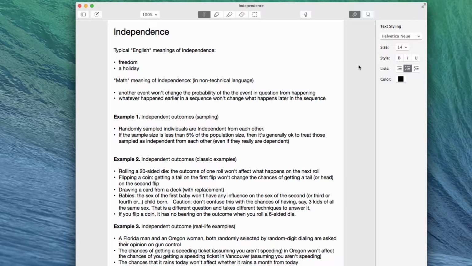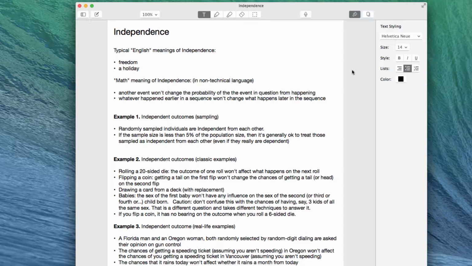For math, in kind of non-technical language, it means that any other event won't change the probability of the event in question from happening. So whatever happened in the past is not going to affect the future. They have no relationship on each other's probabilities. There's a formal way to determine this with a probability rule, but in general, as you get started on problems that deal with independence, just have an idea that something is not going to affect another thing. The probabilities won't change.